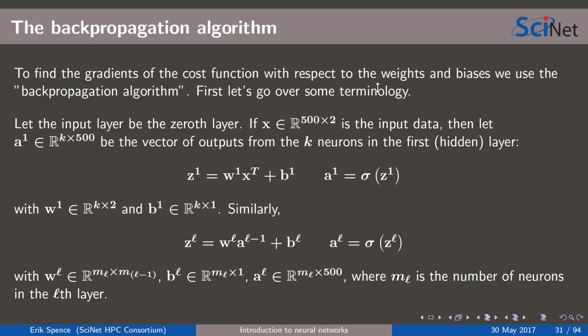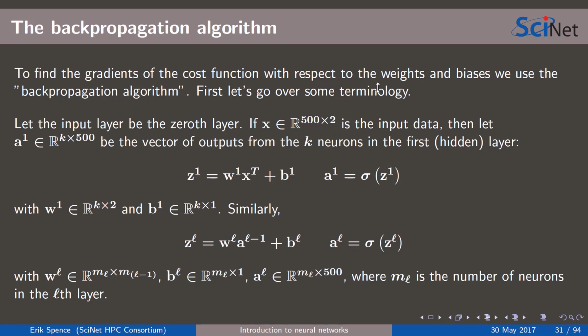A1 is the output vector from the first layer. So I calculate what's called Z1, where I take the transpose of the data, this is my array of weights, all the weights for one neuron by all the neurons in that layer, plus all the biases for that layer. That's Z1. I run it through my sigmoid function. That's the output of the first layer, A1.